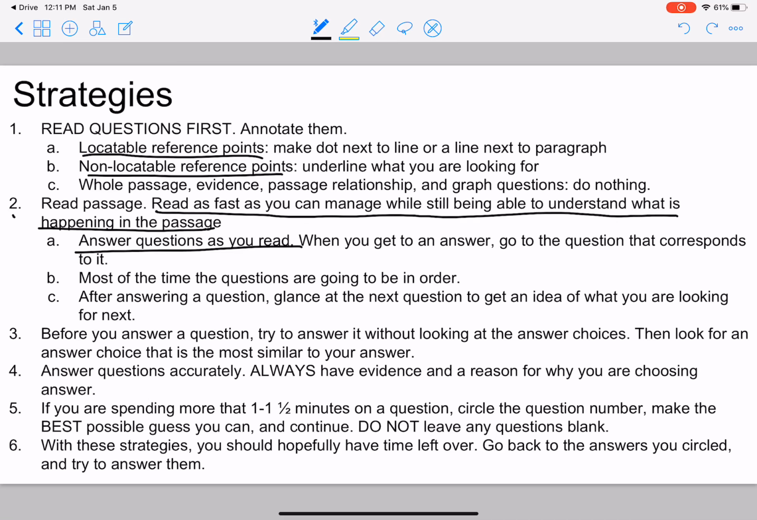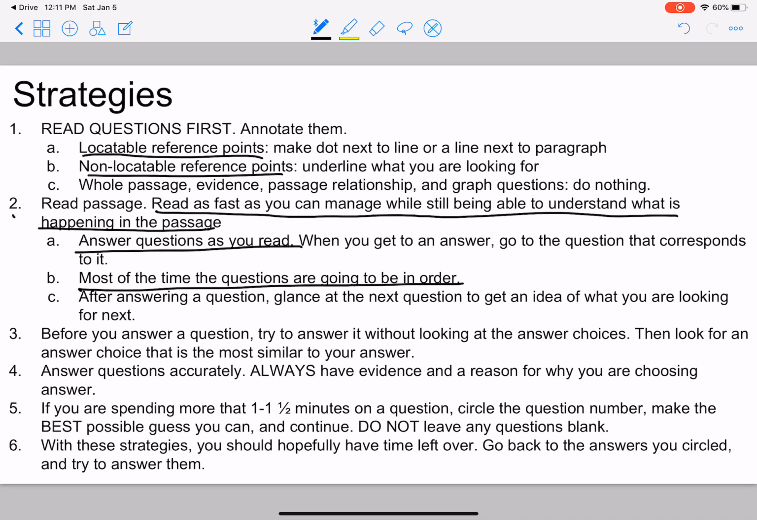Most of the time, the questions are going to be in order. So as you read, you can just glance to the first question. Okay, that's a whole passage question, right? So you don't do anything. You have to wait. Glance to number 2. Okay, number 2 is going to be in line 24. So you continue reading until you get to line 24. You answer it.